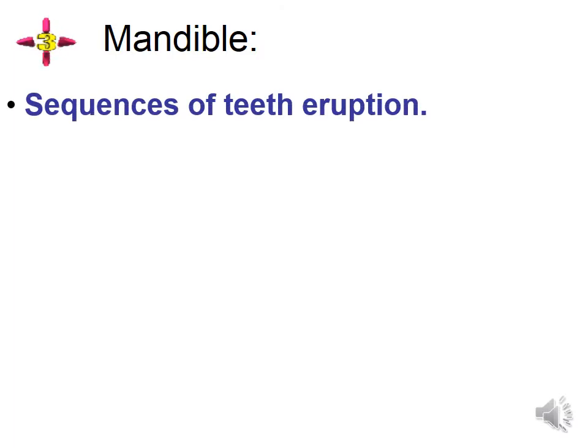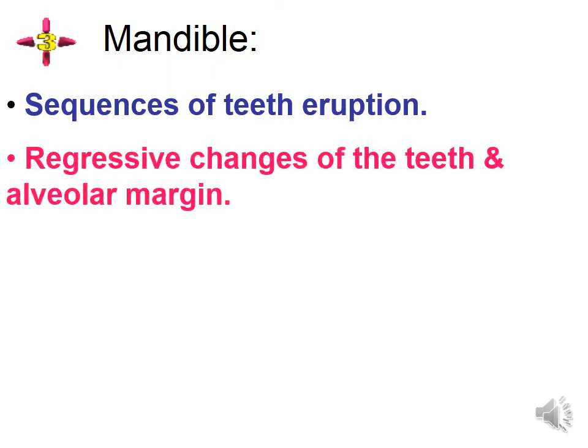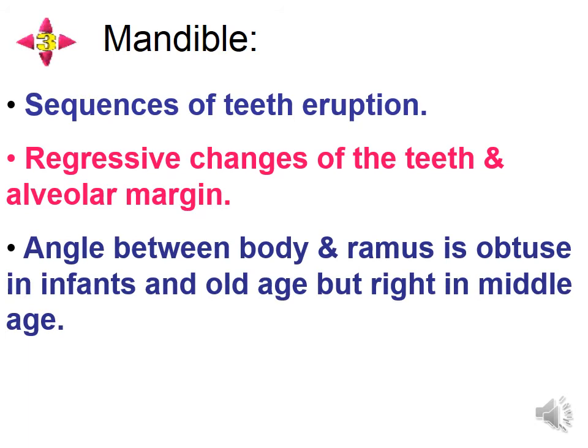Now with the mandible, of course, the mandible can help in age identification. It's very important. The mandible carries teeth, and the sequence of teeth eruption is highly important in age identification. And teeth go through regressive changes. They degenerate with time. So does the alveolar margin, the margin of the mandible that carries the teeth. The angle between body and ramus, its shape differs with time. It looks obtuse in infants and old age, and it's right in middle age.